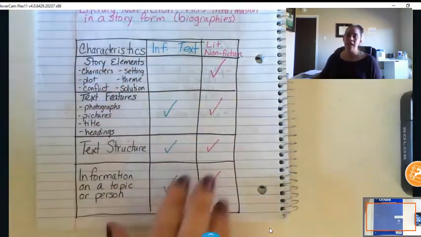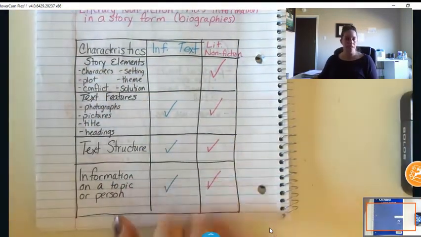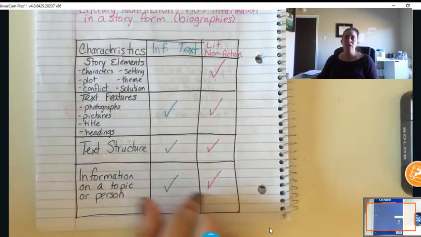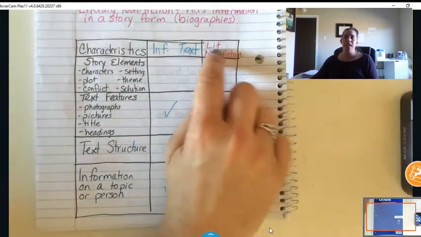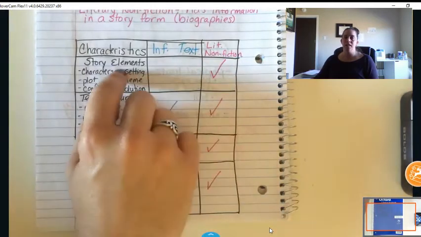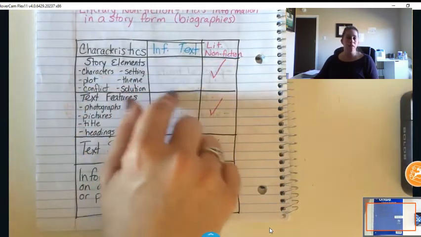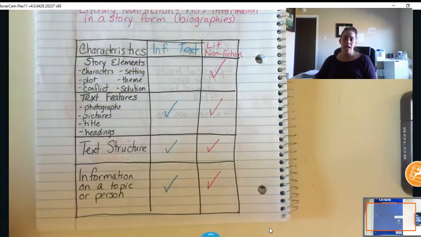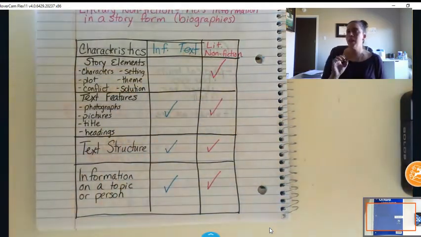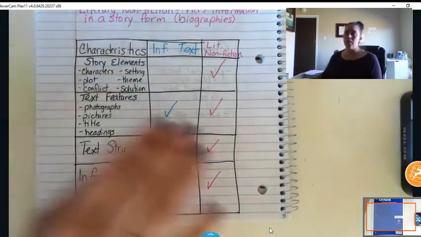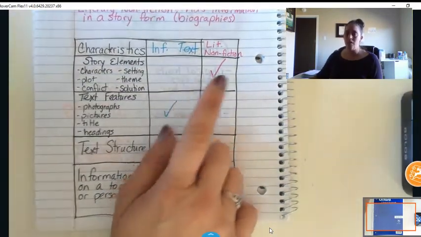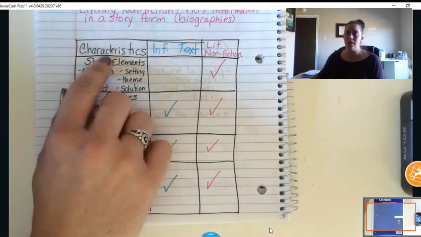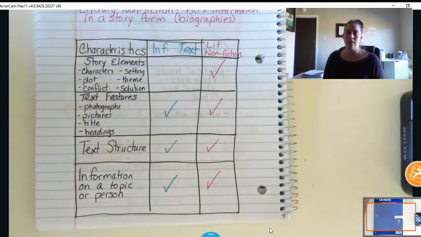As you guys can see, there's a lot of similarities between informational text and literary nonfiction. In fact, the only thing that's different is that literary nonfiction has those story elements, but informational text does not. So when you're looking through your text, be very, very careful, because it could be informational text or literary nonfiction. You just need to see if it has those story elements in order to tell the difference.